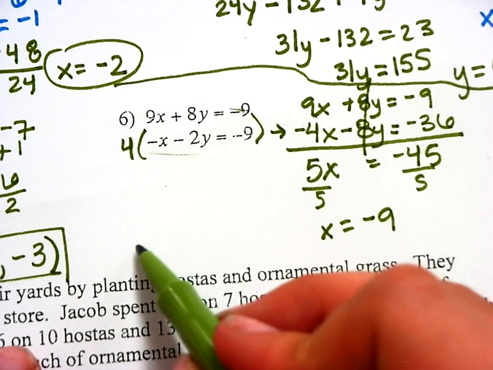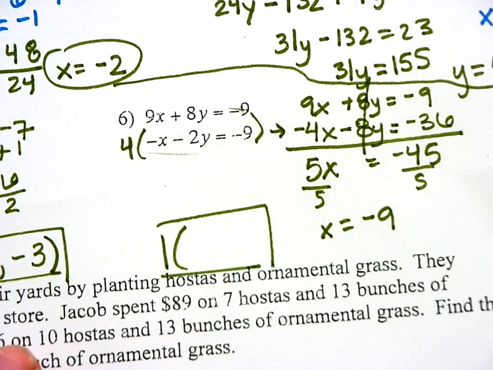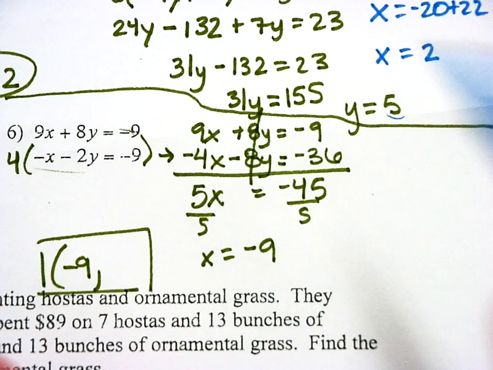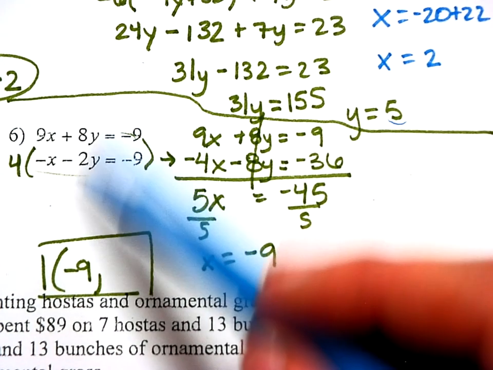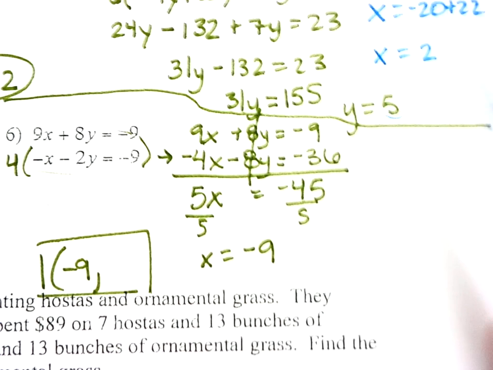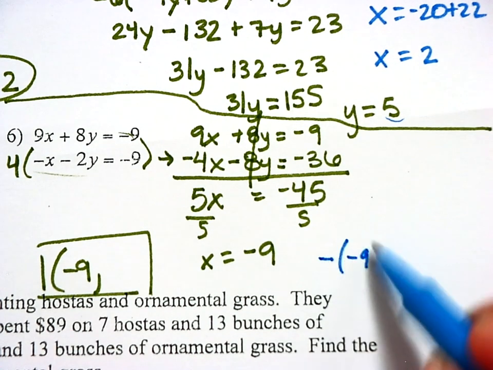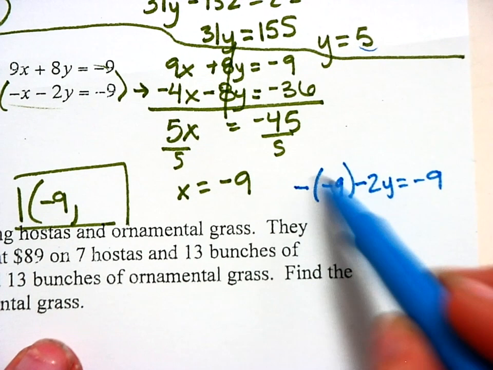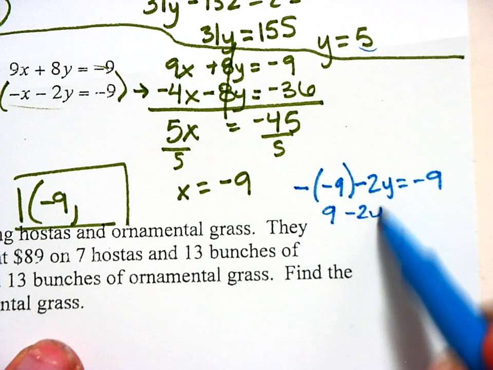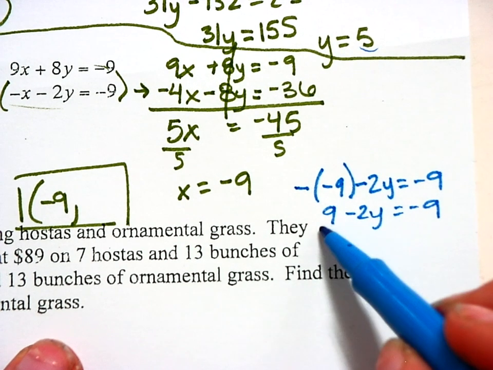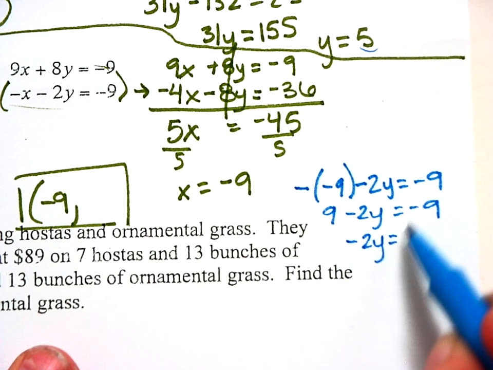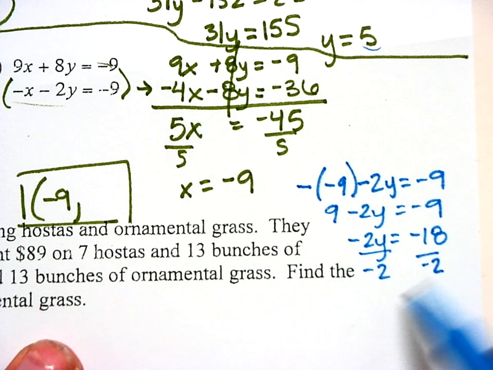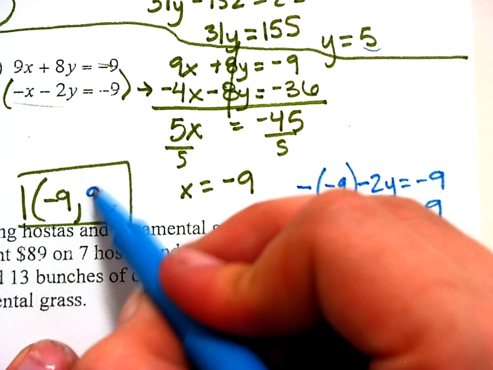Okay, so starting off writing my answer, I know my x value is negative 9. Okay, and then in a different color, I'm going to substitute this x value into one of these equations. Let's just do the second one. That might be a little easier. So the second one is negative x minus 2y equals negative 9. Okay, distribute that negative. So this is really a positive 9 minus 2y. And then I need to subtract 9 from both sides. That's negative 2y equals negative 18. And then last step, divide by negative 2. So I get y equals positive 9. So that's my y value.